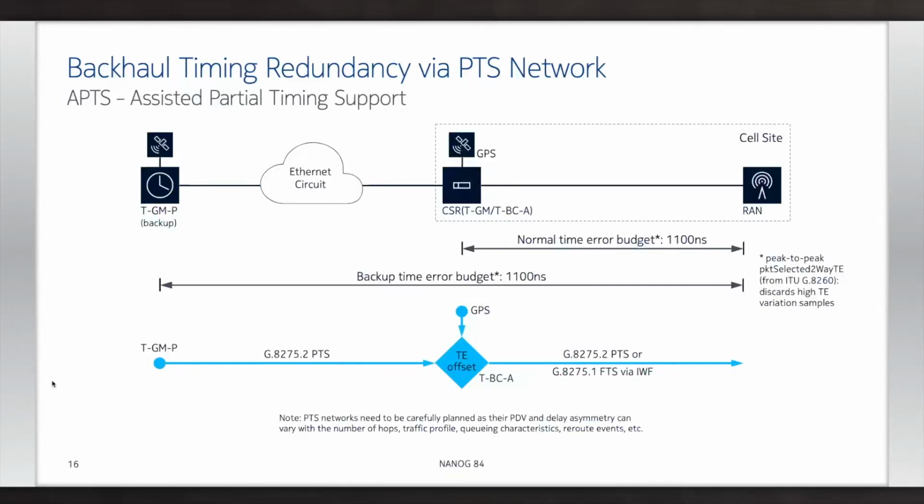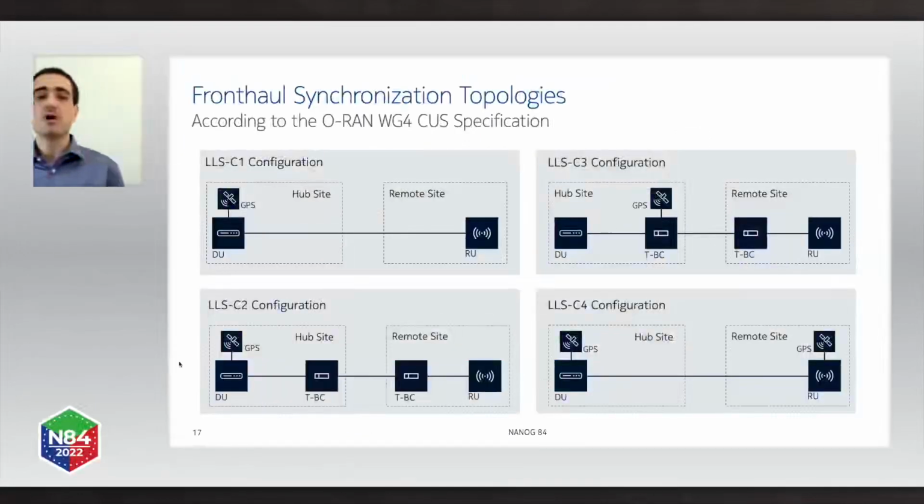So important to say that APTS is a G.8275.2 standard. If you don't want to use G.8275.2 in the radio, you need some interworking function in that router to convert G.8275.2 to G.8275.1. Quickly talking about fronthaul synchronization.